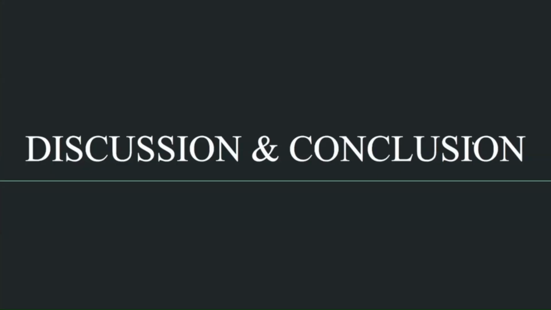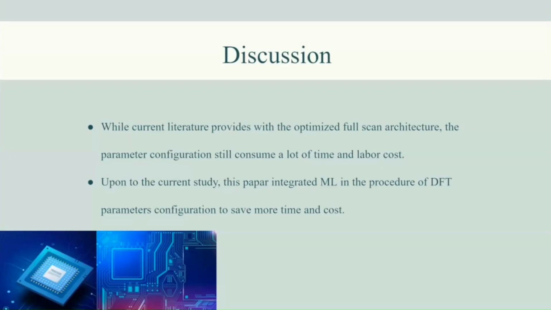So now we'll go through our discussion and conclusion. As we went through in the other literature we've reviewed, this literature provides optimal full scan architectures, but it still needs parameter configuration. Engineers still have to do that manually through trial and error, which consumes a lot of time and labor. In the current study, we were able to integrate machine learning to produce the optimal DFT parameter configurations, which will cut out the time and money spent on engineers doing trial and error.